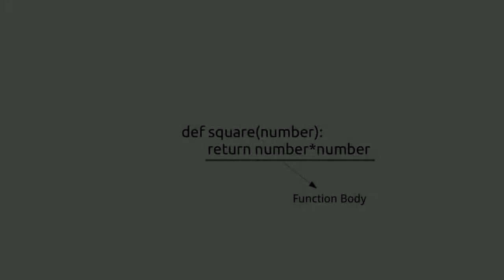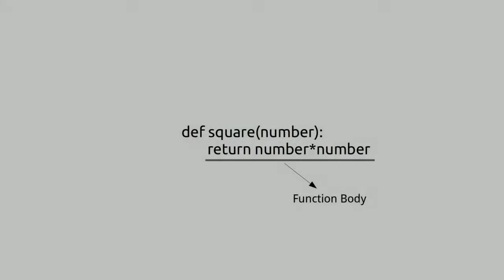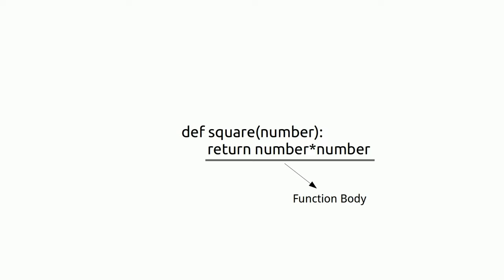The def keyword is used to create functions. Here square is the function name and number is an argument passed to the function, and this is the function body. The return keyword is used to return the square of the number passed.